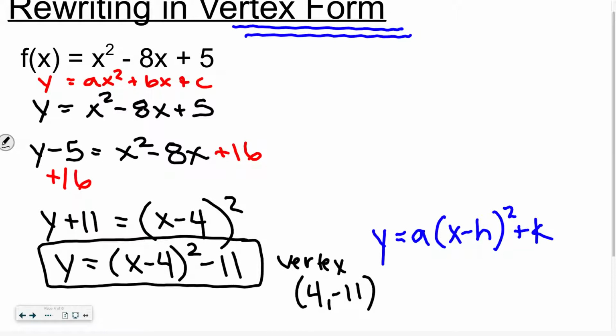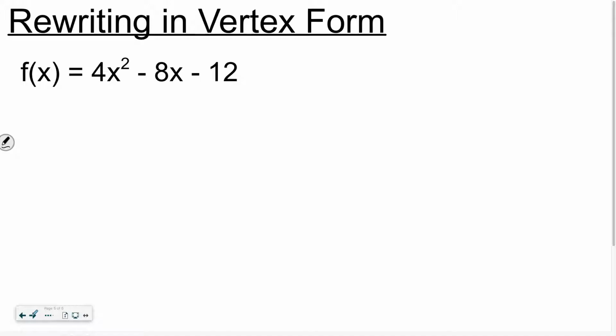So for these problems, when you're asked to rewrite in standard form, I would try to complete the square. What's your a gonna be in this one? 4. Okay, so I'll just real quickly do this one. I'm going to change this to y plus 12 equals 4x squared minus 8x. Are you okay with that? I changed f of x to y, and I added 12.